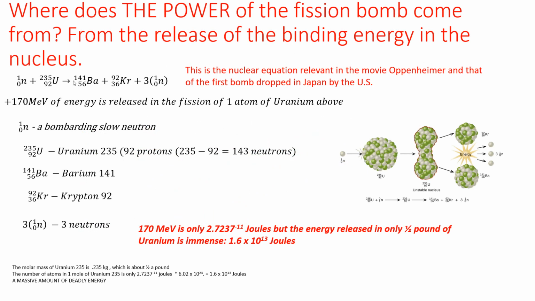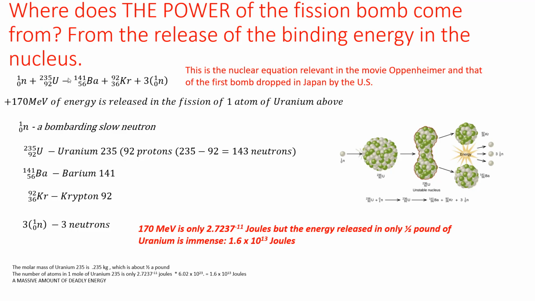Okay, so right here is the nuclear equation relevant in the movie Oppenheimer and that of the first bomb dropped in Japan by the United States. This is a bombarding slow neutron. So you're going to take a supply of neutrons and send them towards a uranium-235 atom: 92 protons, combined neutrons and protons 235. That's going to induce fission.